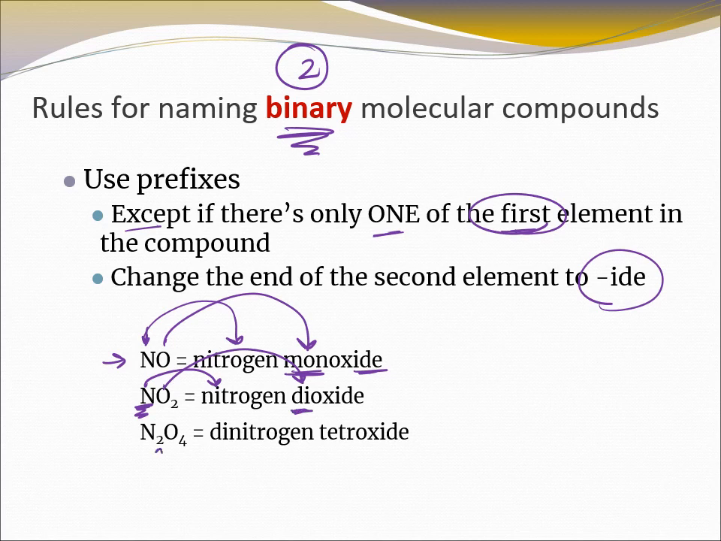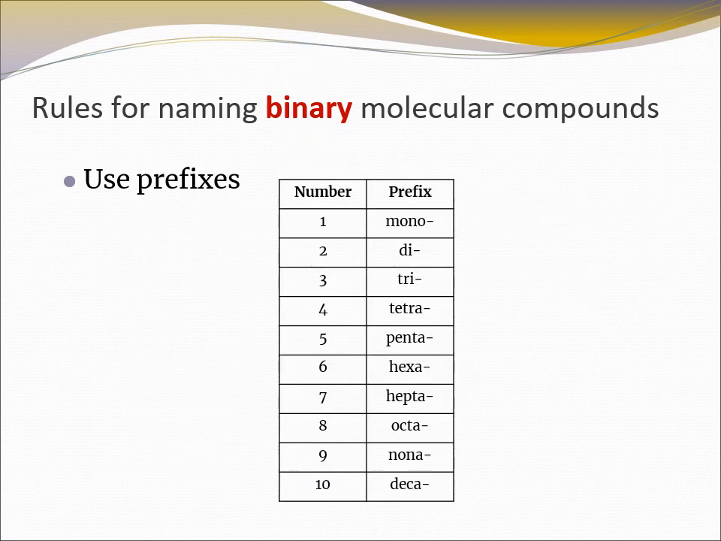And then here I have more than 1 nitrogen. So even though it's first, I do need to add a prefix because this is not 1, it's 2. So I have di for 2, dinitrogen, tetroxide because there's 4 oxygens, tetroxide. Good. So we're going to use these prefixes.